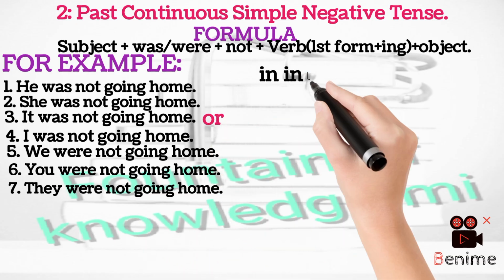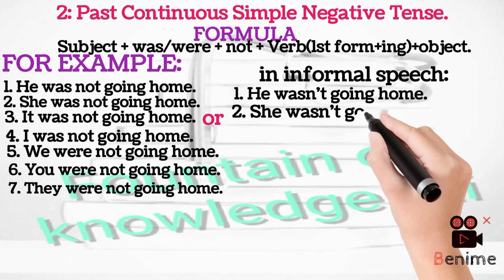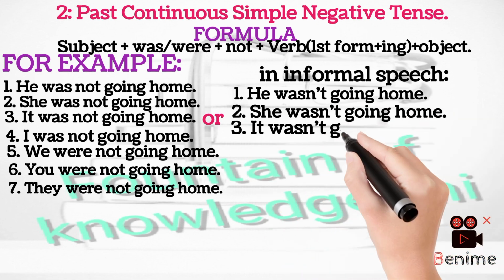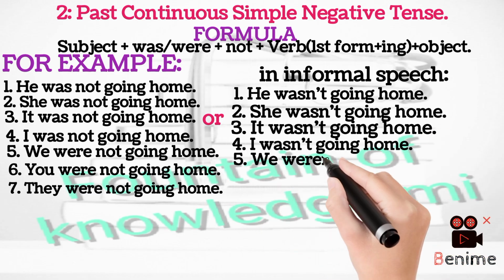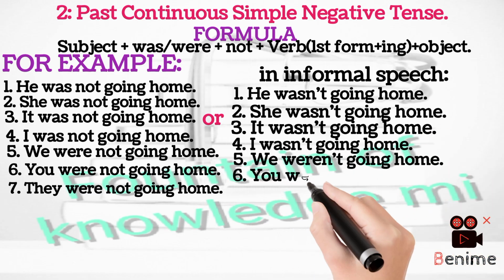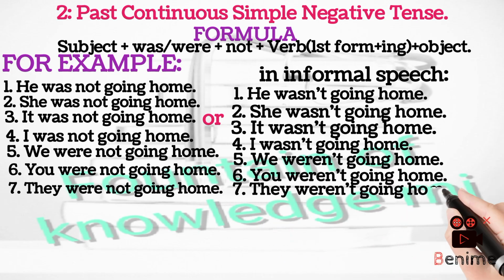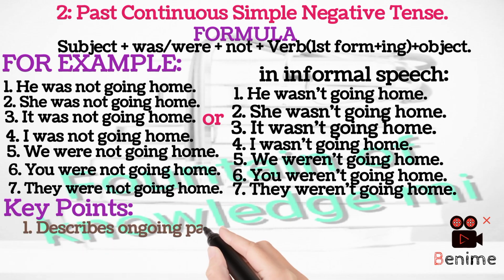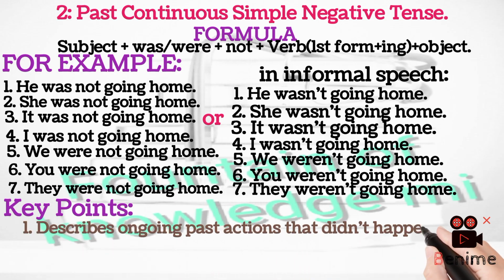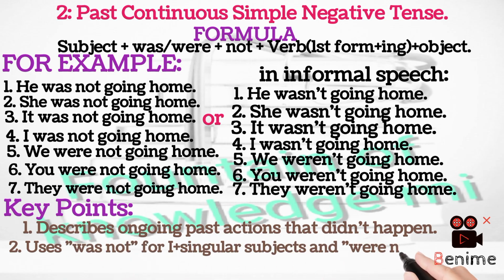Or, in informal speech. 1. He wasn't going home. 2. She wasn't going home. 3. It wasn't going home. 4. I wasn't going home. 5. We weren't going home. 6. You weren't going home. 7. They weren't going home. Key points. 1. Describes ongoing past actions that didn't happen. 2. Uses was not for I plus singular subjects and were not for plural subjects.